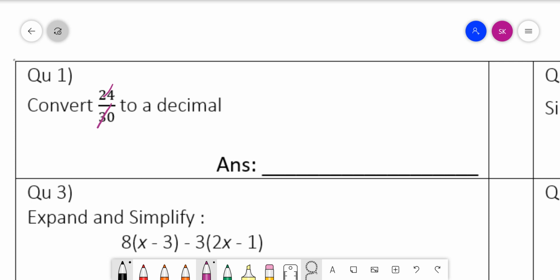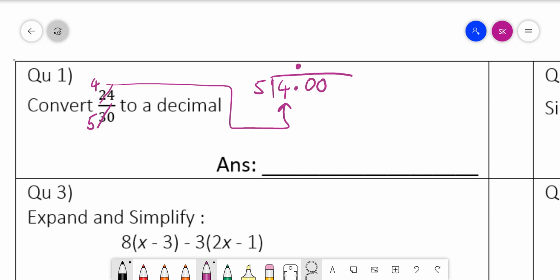Simplify first. So the highest common factor of these two numbers is 6, which if I divide them both by 6, I get 4 over 5. Now, 4 over 5 is the same as 4 divided by 5. The numerator always goes inside the bus stop. Decimal, decimal, add some zeros.